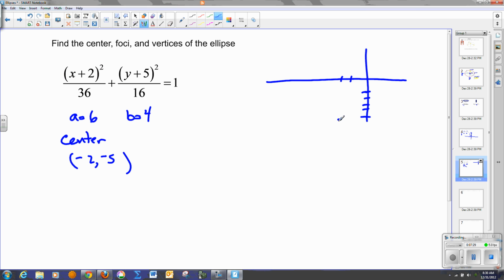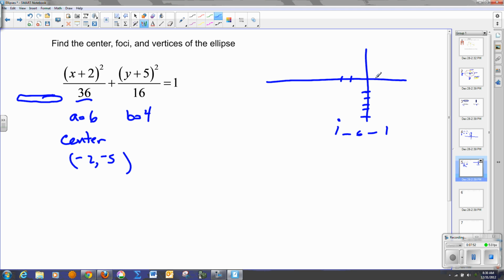Put a little dot there. And I know that since my bigger value is under the x, this is going to be a horizontal major. So it's going to look something like this. All right, so that means I have to move over 6 in both directions to get to my vertices.